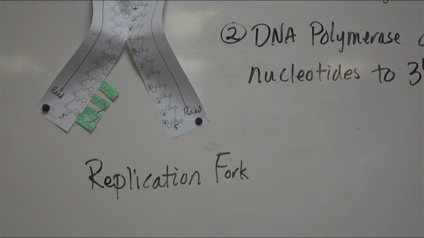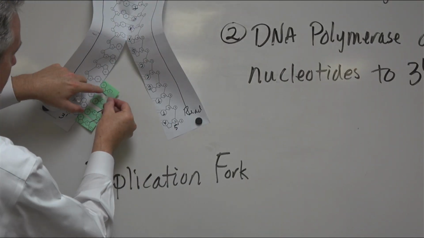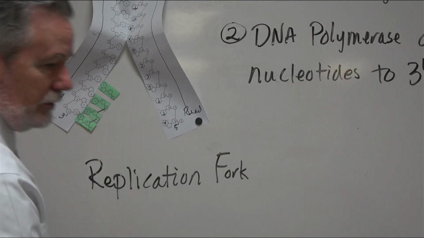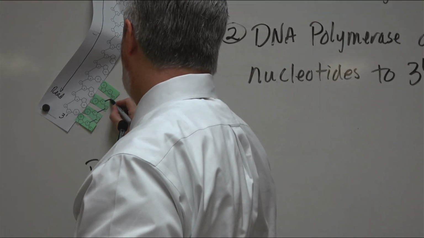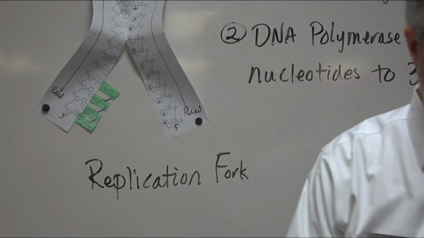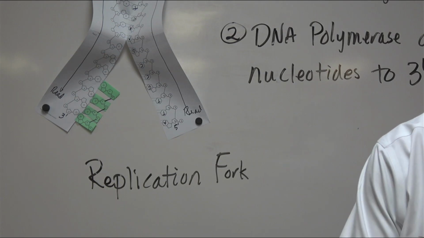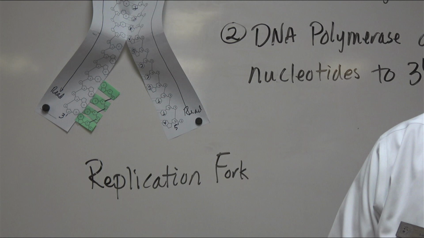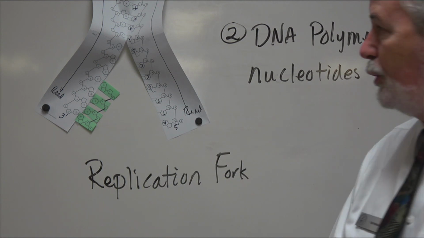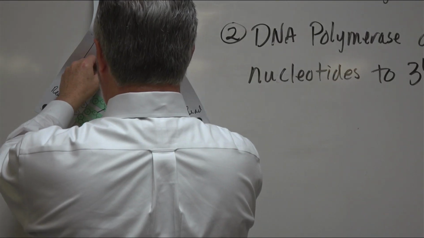So there I've added my next one. I'm going to put my hydrogen bonds together. Now I'm going to put the phosphate sugar bond together. All right, the next one. Going to add the next nucleotide. DNA polymerase 3 adds to the 3' end. I still have a 3' end available. So I'm going to keep going. I'm going to keep adding.